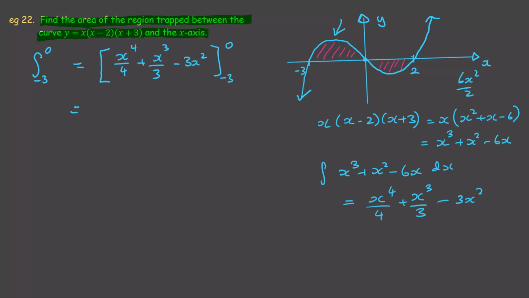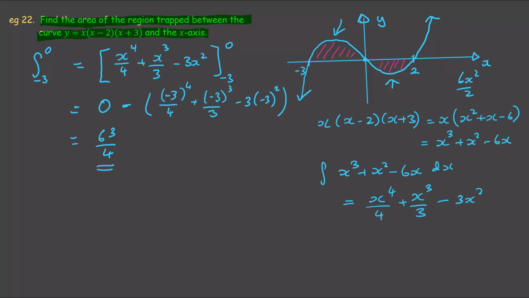which will give us 0 when we put the top limit in, take away -3 to the 4 on 4 plus -3 cubed on 3, take away 3 times -3 squared, and calculating that gives us 63 on 4. And it's positive because that bit is above the axis.